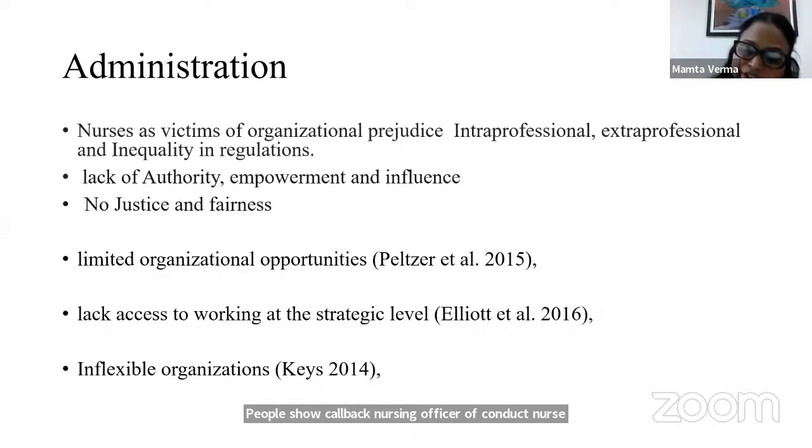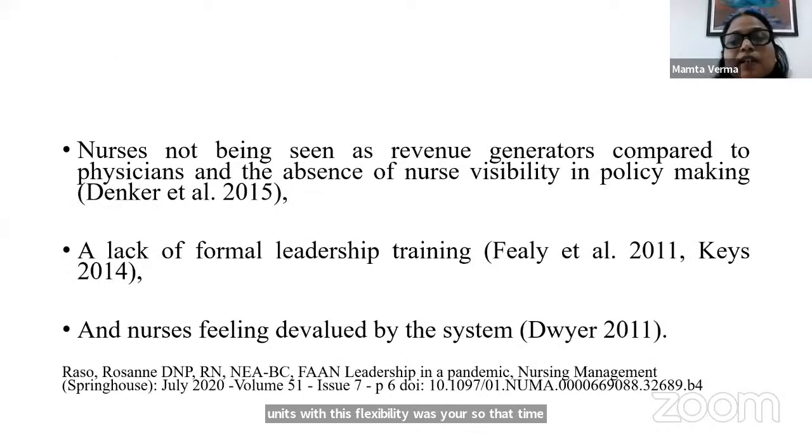Then inflexible organizations. Yes, I said that in a COVID situation, we need flexibility, we need openness, but there are certain organizations, certain units where this flexibility was zero. At that time, the administrator is helpless. Nurses not being seen as revenue generators compared to the physicians, and the absence of nurses' visibility in policy making. Yes, it's a bitter truth, but truth is truth. Our visibility in policy making was less. We were just shown that this is the policy we have to follow. Nobody cared what our voices were, what our concerns were.